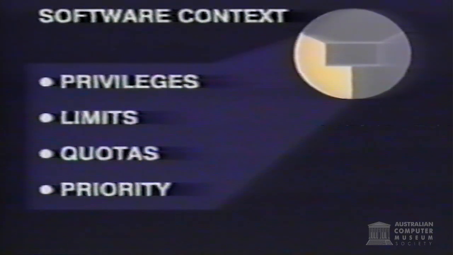So, the hardware context represents the state of the processor registers during the execution of an image. The software context contains information such as privileges, limits, quotas, and priority, which define rules that an image executing in the context of a process must obey. The system manager enforces many of these rules by defining a record for each user in the user authorization file, or UAF. The UAF describes the user's privileges, limits, quotas, and priority level.